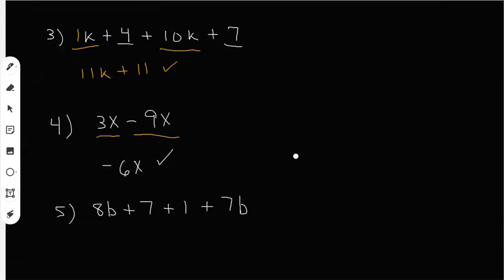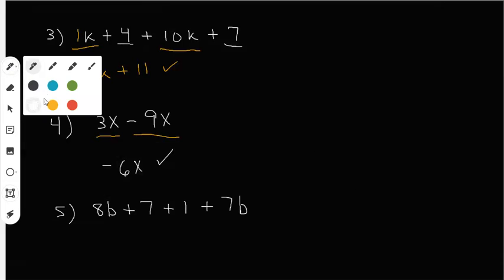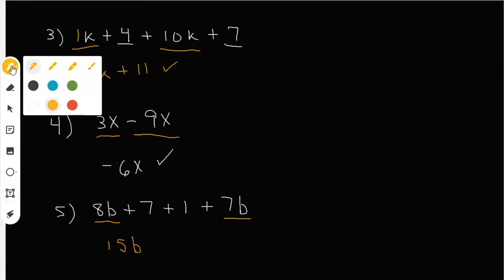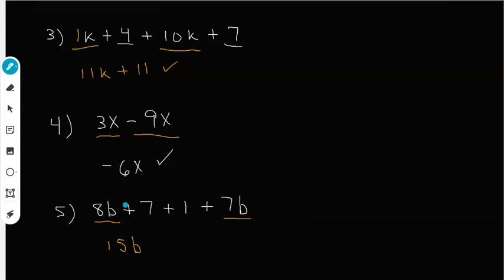The first thing that I'm going to do is I'm going to underline my variable terms. So I'm going to underline the 8b and the 7b. When I put those together, I get 15b. And now I'm going to underline the regular numbers, the 7 and the 1. And they're going to add to give me 8. And that's it. 15b plus 8. That's going to be my answer.